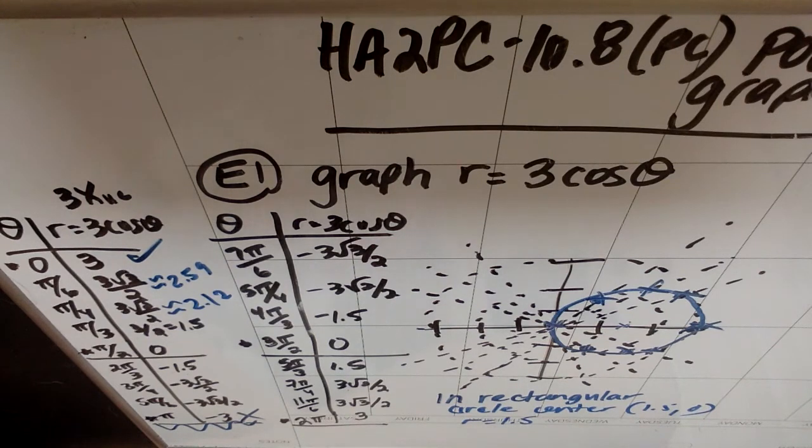But again, not all polar graphs are convenient Cartesian graphs as well. Some of them are a lot more complicated, and we'll see that as we move forward. So anyway, that was graphing by hand.